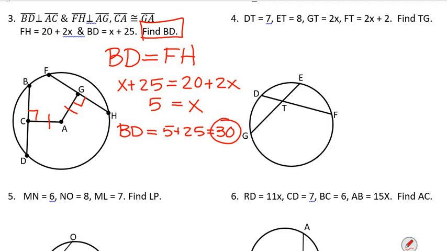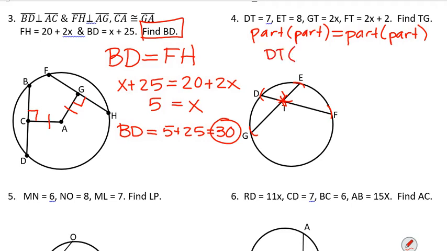On number 4, when I taught this concept, I taught my students that we're going to do part times part of one chord is equal to part times part of the other chord. So what I'm going to have you all write first is part times part, because this is what you've got to remember on the test, equals part times part of the other chord. So what I'm going to do is DT times TF. That's equal to GT times TE.